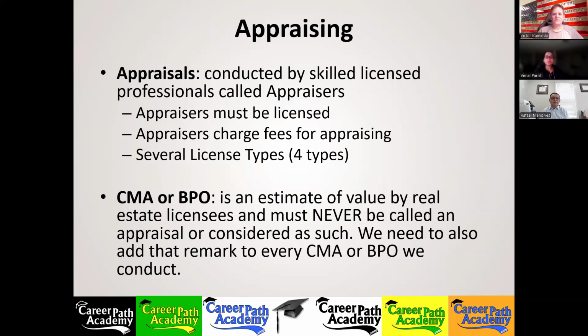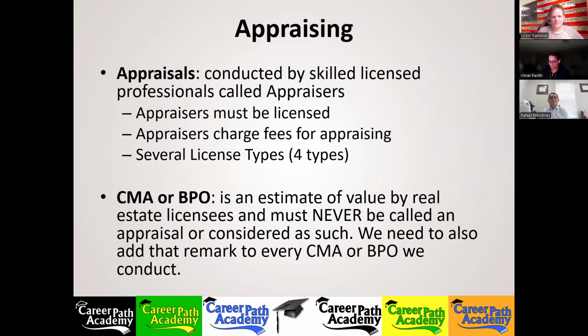You start off as an apprentice trainee. Then you become a residential appraiser. Then the next step is a certified residential appraiser. And then you become a certified general appraiser.